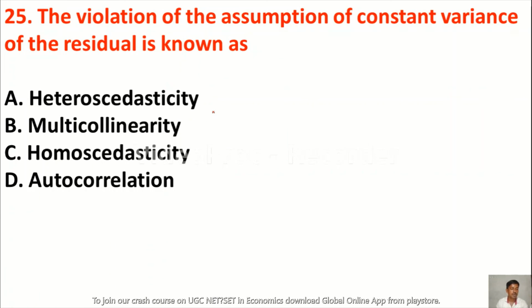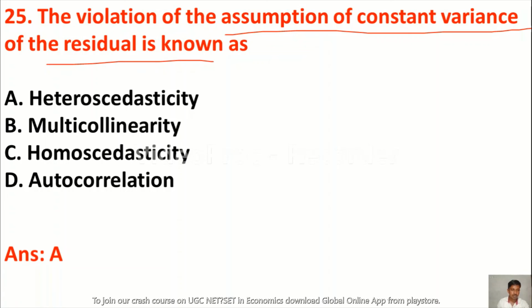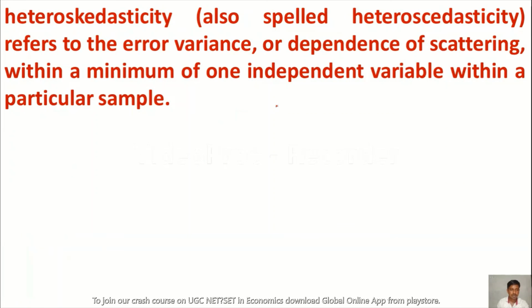Question number 25. The violation of the assumption of constant variance of the residual is known as. Option A, heteroscedasticity. Option B, multicollinearity. Option C, homoscedasticity. Option D, autocorrelation. So here the right answer is option A, heteroscedasticity. So heteroscedasticity refers to the error variance or dependence of scattering within a minimum of one independent variable within a particular sample.